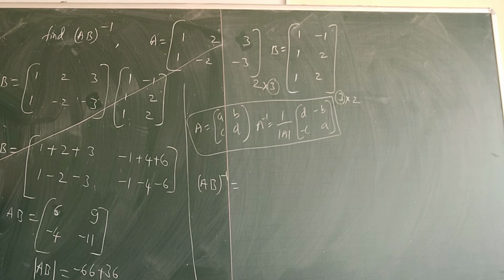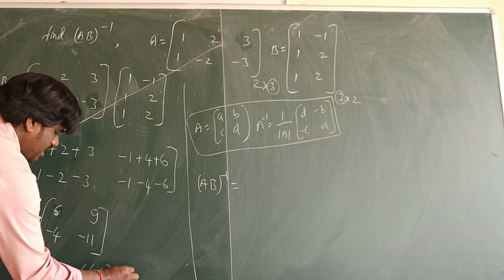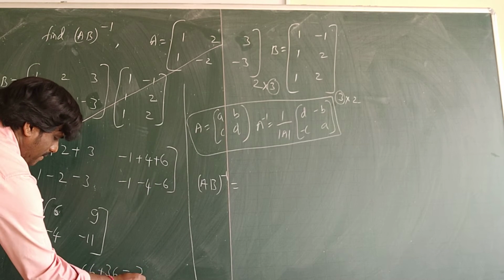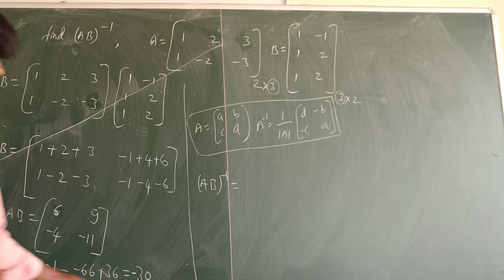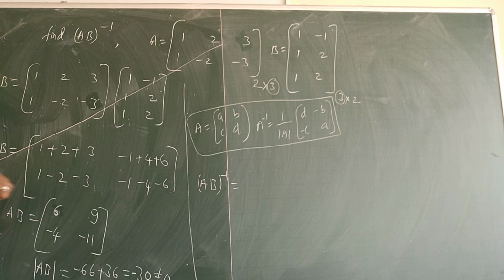Right? No, plus 36, AD minus BC, already minus into minus is plus. So how much are you getting? 30 minus 30, so this is not equal to 0. So the inverse exists. You should write non-singular matrix. Therefore (AB) whole inverse exists. AB is a non-singular matrix.